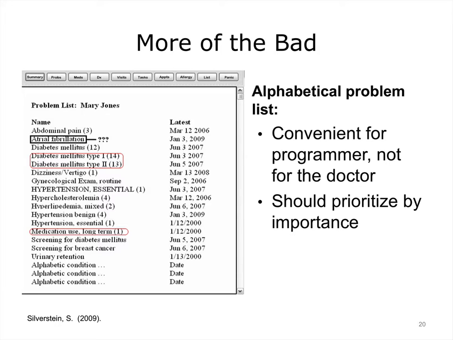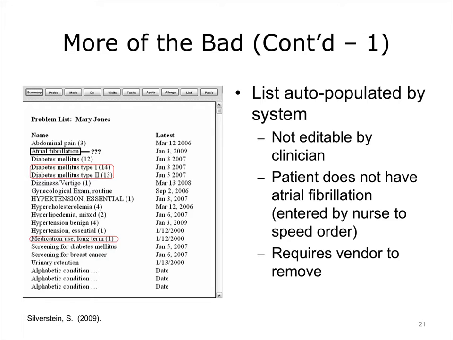This slide shows an alphabetized problem list from a real system. This does not meet the needs of clinicians who would want to see the problems in order of severity or importance. The list is created by the system automatically, and the clinician does not have the ability to edit or delete entries. The entries can be incorrect because many people put information into the system and may make selections for convenience, such as the nurse who entered the atrial fibrillation diagnosis to speed up the order fulfillment.